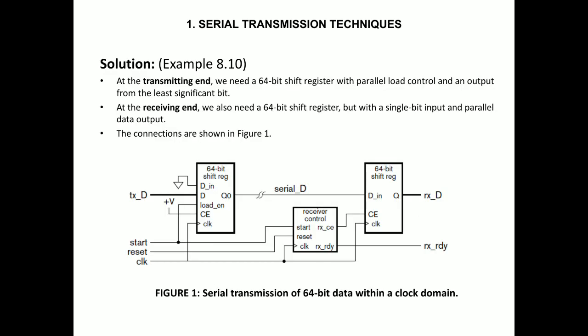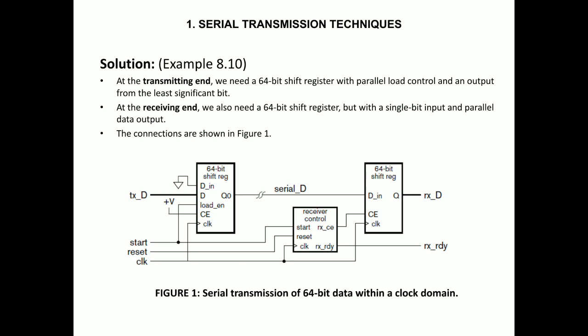This is the picturization of the example, where we have a transmission end with a 64-bit shift register and a receiving end having a 64-bit shift register. There is also one receiver controller. You can see the clock is common to both the transmitter and the receiver. In the receiver controller, you can see there is an RxCE port and an RxRDY port. RxCE and RxRDY are the important ports in acknowledgement of the data transmission.